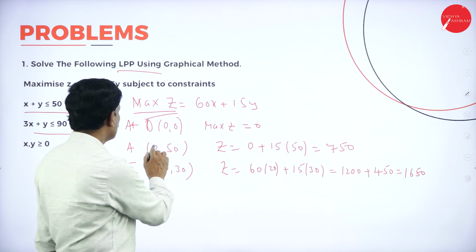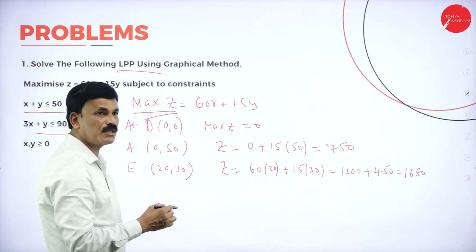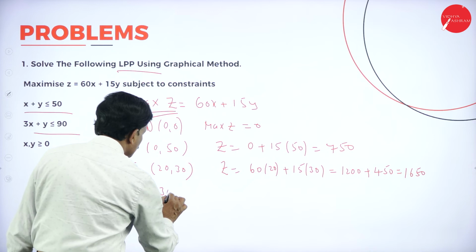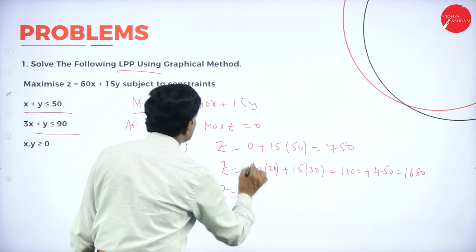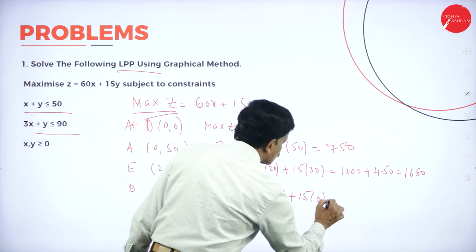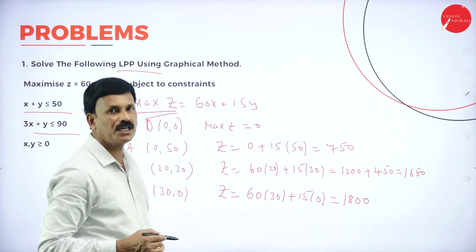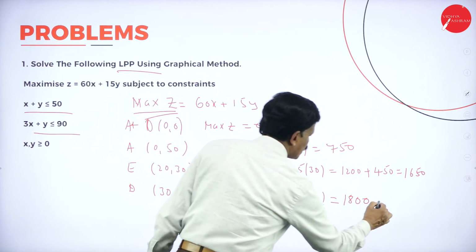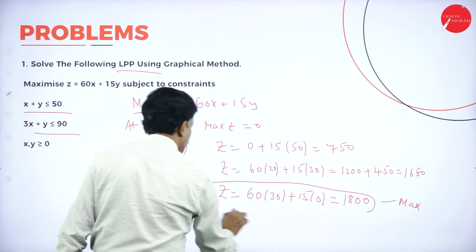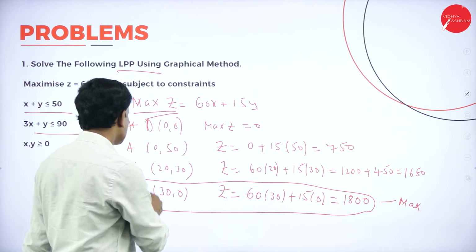Now at the corner points, at O it is 0. At A 0, 50 it is 750. Then at E 20, 30, Z is equal to 1650. At D 30, 0, Z is equal to 60 into 30 plus 15 into 0. This is nothing but 1800. Now what is the maximum value here? This is the maximum value. So therefore the function is maximum, 1800 at 30, 0.